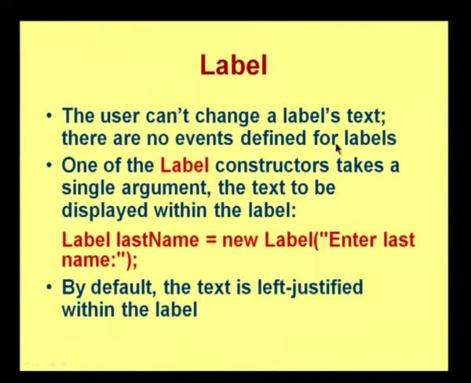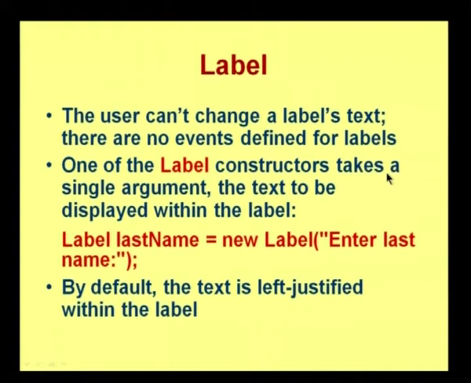There are no events defined for labels. Here we are going to use labels only for intimating something. We are not going to do any process with respect to a label. So, we do not have any events that are fired or listeners needed for a label. A label is to intimate some information to the user. In that case I need not specifically give any particular event or action to that label.